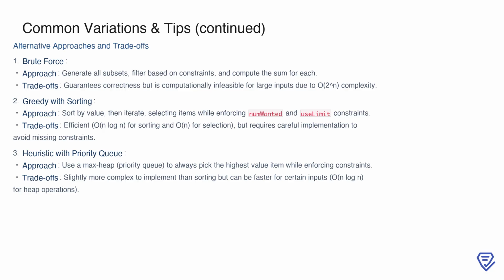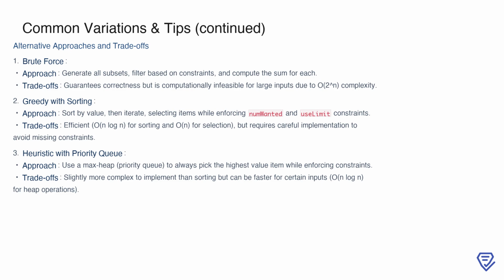There are alternative approaches to solving this problem, each with its own trade-offs. A brute force approach would involve generating all possible subsets, filtering those that meet the constraints, and calculating the sum for each. While this guarantees correctness, its 2 to the power of n time complexity makes it completely impractical for large inputs. A more efficient method is the greedy approach with sorting.